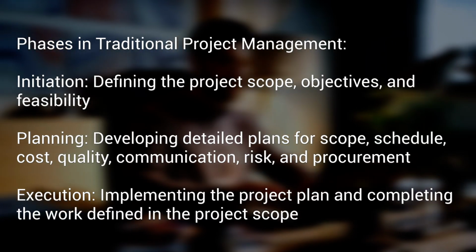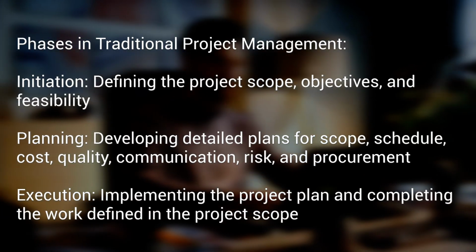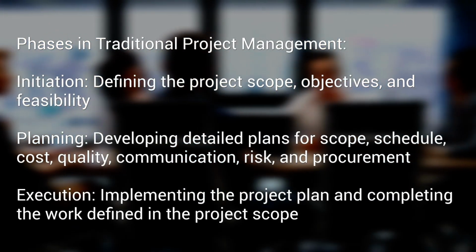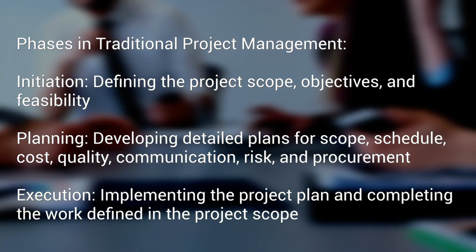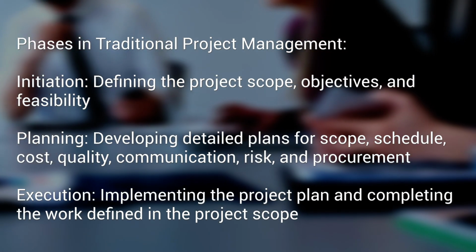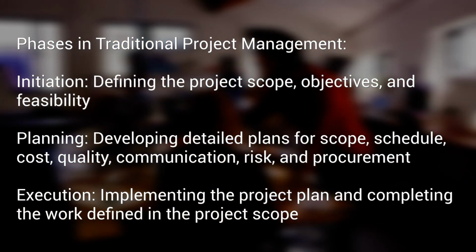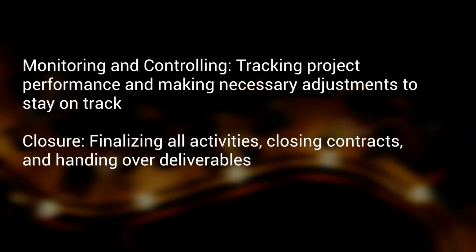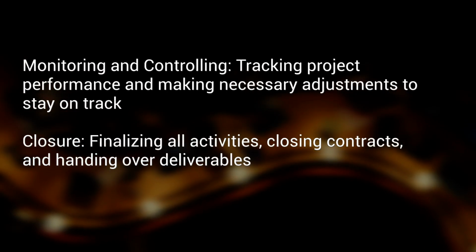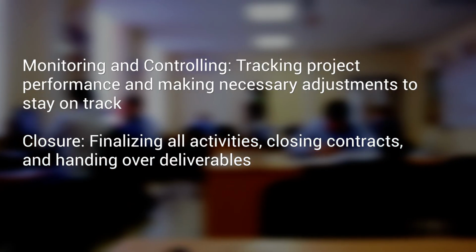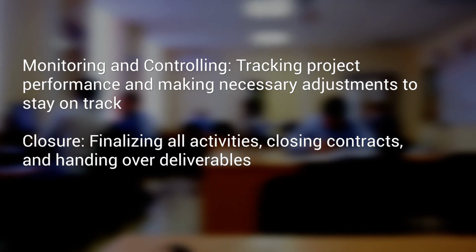Phases in traditional project management. Initiation. Defining the project scope, objectives, and feasibility. Planning. Developing detailed plans for scope, schedule, cost, quality, communication, risk, and procurement. Execution. Implementing the project plan and completing the work defined in the project scope. Monitoring and controlling. Tracking project performance and making necessary adjustments to stay on track. Closure. Finalizing all activities, closing contracts, and handing over deliverables.